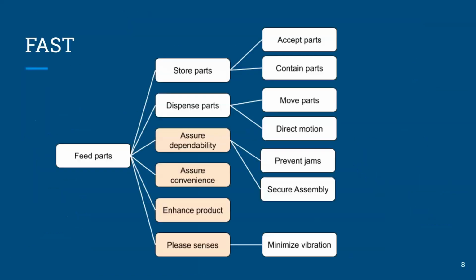Now we'll analyze the function of the product as it is unmodified. So the task function of the part is to feed the parts, and it makes use of some subfunctions to store and dispense the parts. It does this by accepting, containing the parts, and then moving the parts with a directed motion. And then for the comfort of the operator, it prevents jams, secures the assembly, and minimizes the vibration.